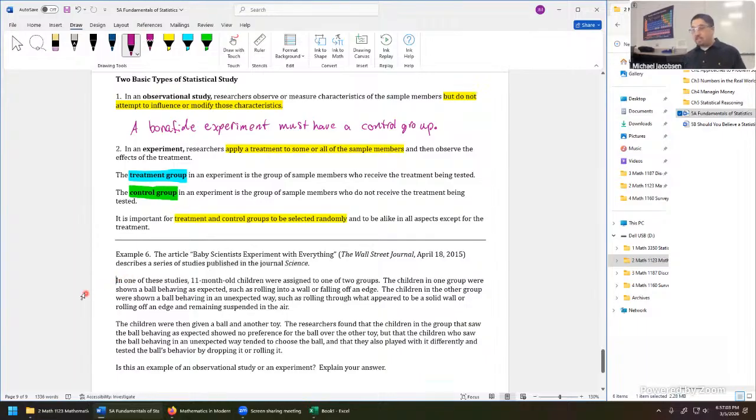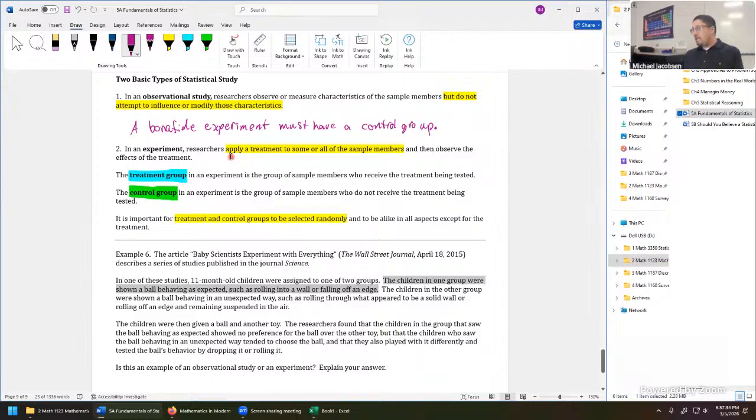It says on one of these studies, 11-month-old children were assigned to one of two groups. You know, that starts to sound like an experiment, but that's not good enough. We have to keep reading to see if it really was an experimental design. So let's keep reading through this. The children in one group were shown a ball behaving as expected, such as rolling into a wall, falling off a ledge. So kind of physics as normal.